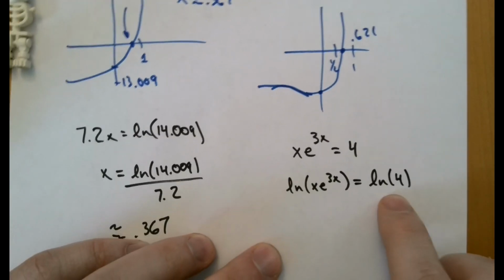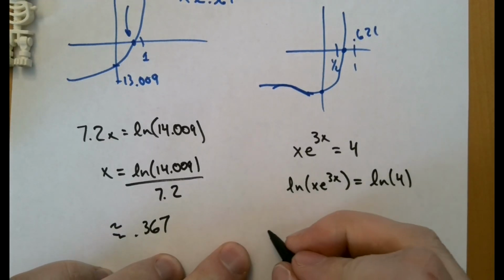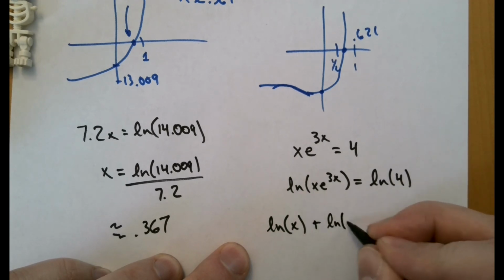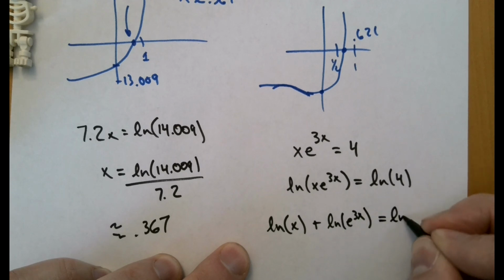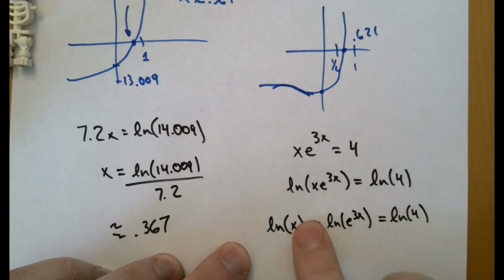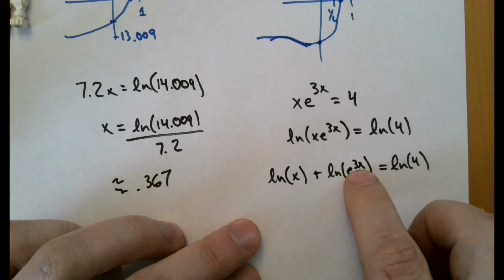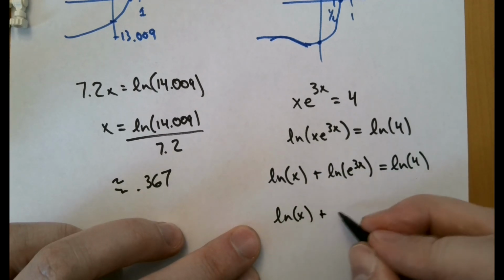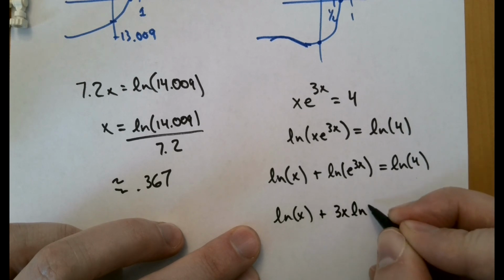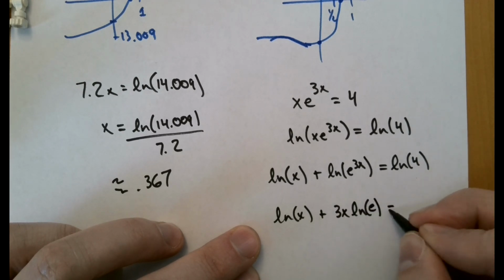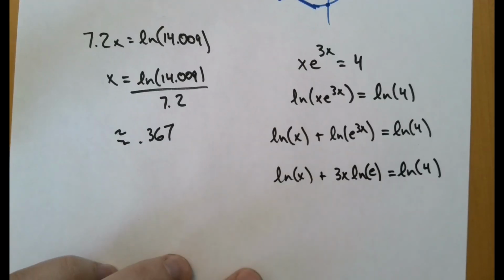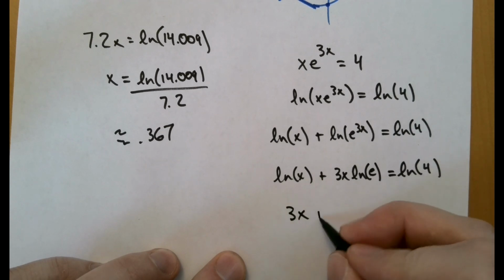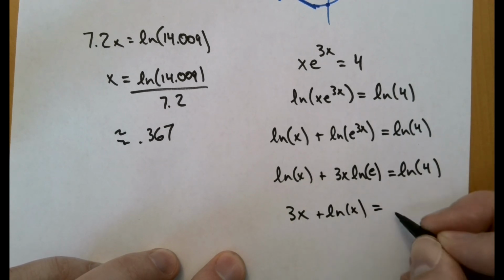this is fine, right? Because this is still just a number. But over here, the best we could do is write this as a sum of these two things. And then we could get that x out of the exponent. So we have natural log of x, absolutely nothing we can do with that, plus 3x times natural log of e equals natural log of 4. And now we know that this is equal to 1, so we can rewrite this as 3x plus natural log of x equals natural log of 4.